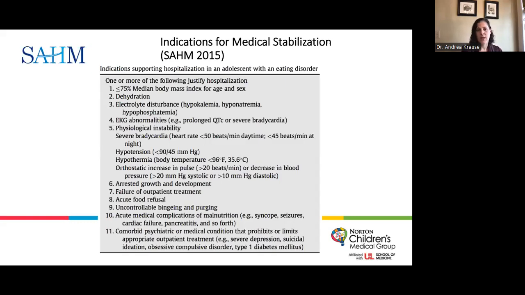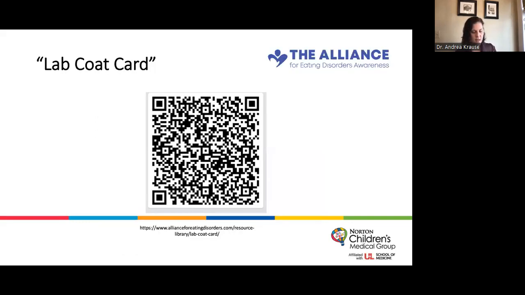So severe bradycardia would be when awake, less than 50, when asleep, less than 45. And then this is a nice little lab coat card from the Alliance for Eating Disorder Awareness. If you follow this link and save it, I've got it on the next page as well. I like these cards because, if you're not that familiar with how to take care of these kids, it has nice prompts for you. It might be something you could print off and just save for later.